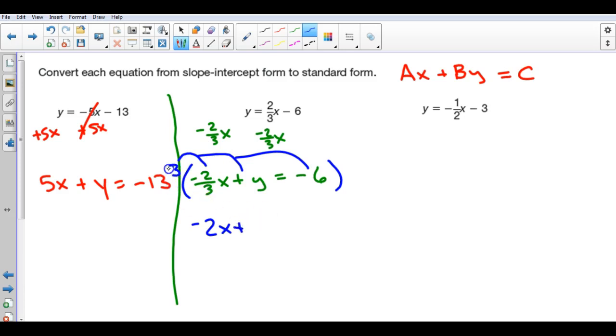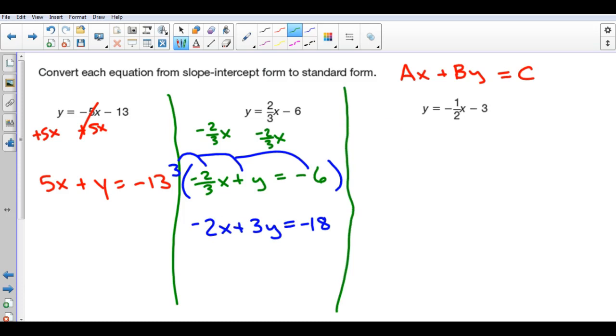But you cannot forget to multiply it by everything else. 3 times y is 3y, and 3 times negative 6 is negative 18. So we got rid of our fraction. It's the same exact equation. You could even put this back into slope-intercept form if you don't believe me, but you would get the same exact equation as what we started with. But getting rid of that fraction is important for standard form.